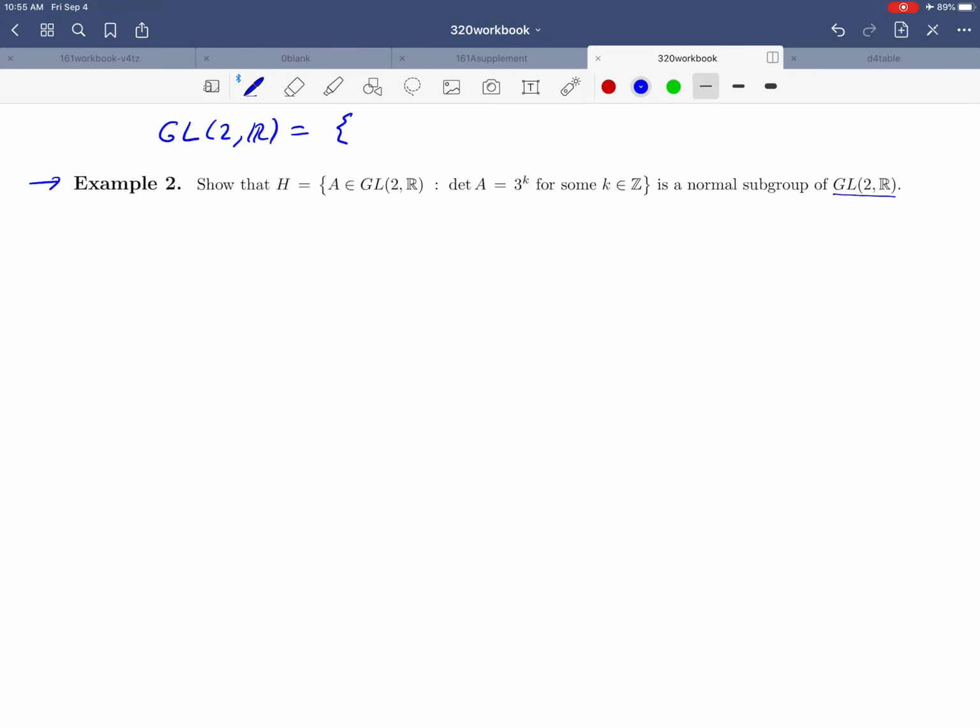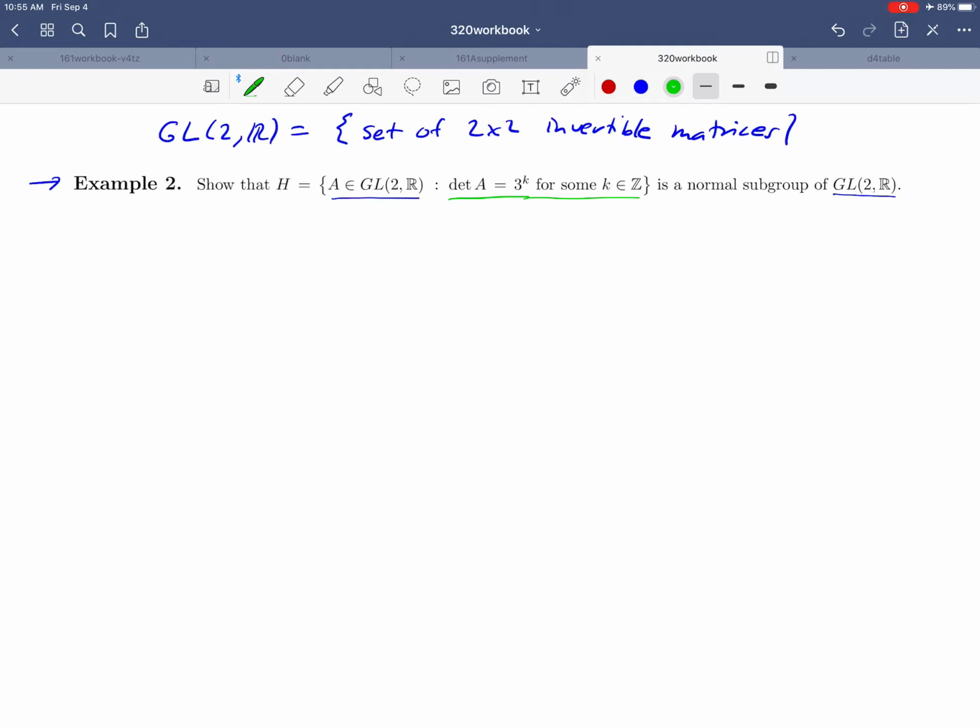I'm just going to write that in words. With entries in the real numbers. And so the set H that they're talking about here is the set of all matrices in that set. So we're talking about invertible 2 by 2 matrices that also have this property: their determinant is equal to 3 to the k for some integer k.